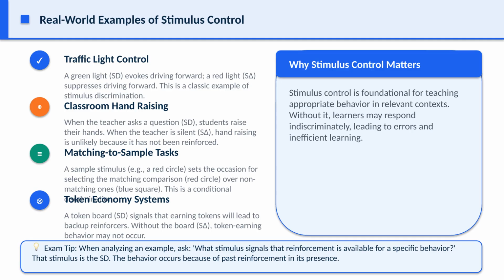Finally, verbal behavior control highlights how different SDs evoke distinct responses. For the exam, recognize that stimulus control is not automatic. It results from a history of differential reinforcement, and these examples show how to identify it in practice.